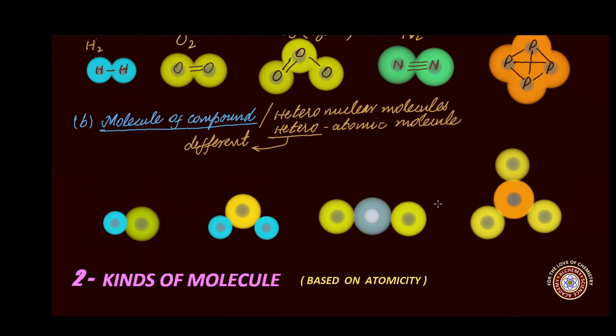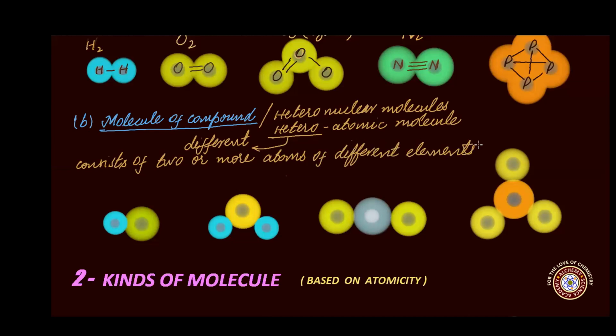Since these molecules consist of two or more atoms of different elements, hence they are called molecules of compounds or heteronuclear molecules. They consist of two or more atoms of different elements. For example, here is an example of hydrogen chloride molecule, that is HCl molecule.